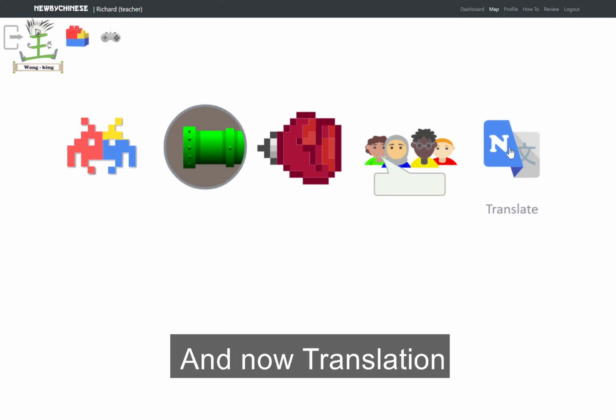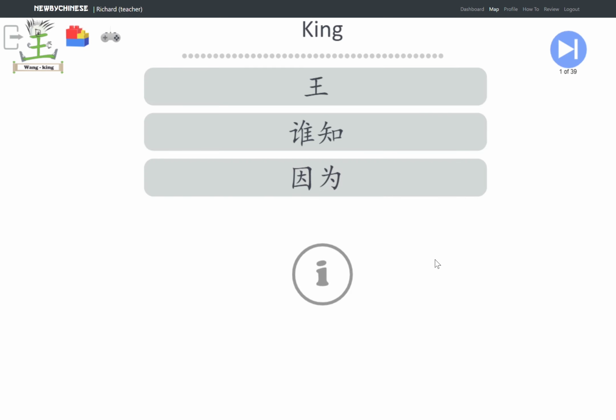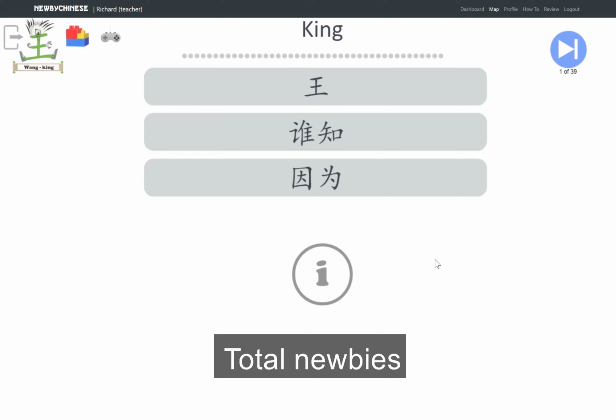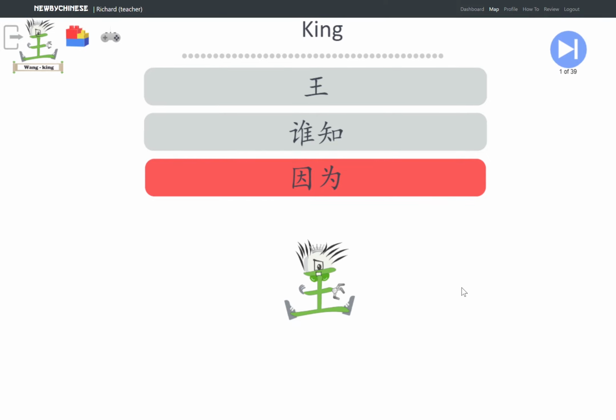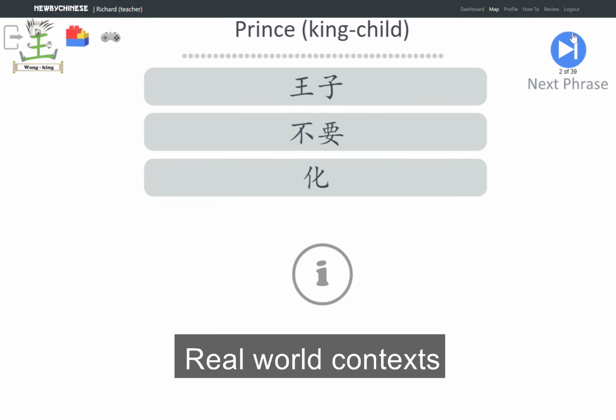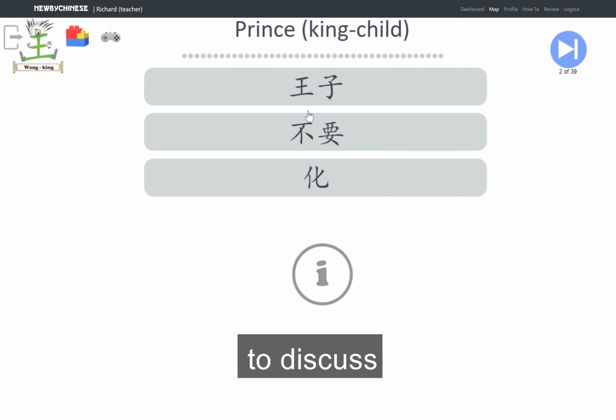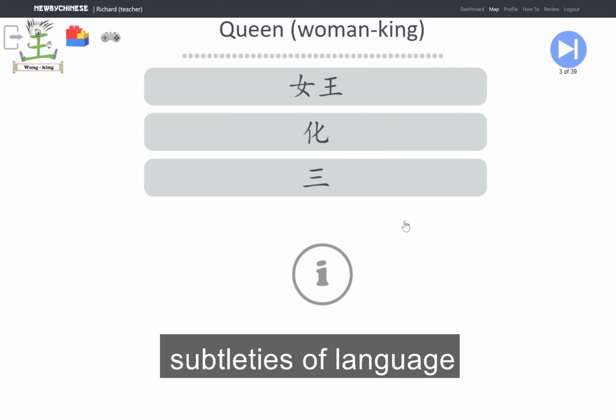And now we're going to go to translation. Now, what you'll find is total newbies can easily deal with this. So we're looking to translate king. We have 3 options. Don't get the wrong one. Here's our clue if we need it. King. One. Okay. Kneel before you. Now let's see it in some real world sentences. A prince is a king's child. Need a hint again? King. Oh, there it is. One. Okay, queen, woman, king. Oh, okay, cool.